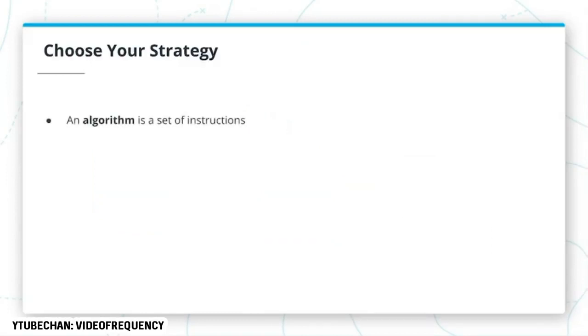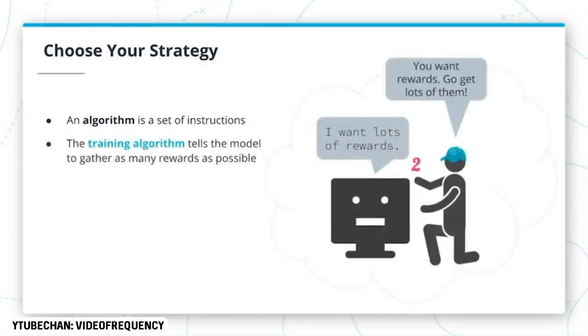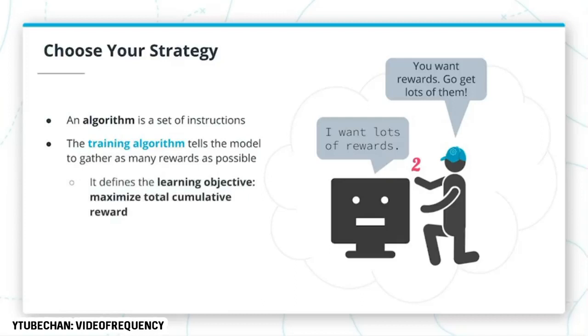An algorithm is a set of instructions that tells a computer what to do, and, as we discussed earlier, machine learning is special because it enables computers to learn without being explicitly programmed to do so. However, computers aren't naturally motivated by rewards in the same way dogs are motivated by treats. So the training algorithm's job is to tell the computer it wants rewards, lots of rewards. In other words, the training algorithm defines your model learning objective, which is to maximize total cumulative reward. Different algorithms have different strategies for going about this.